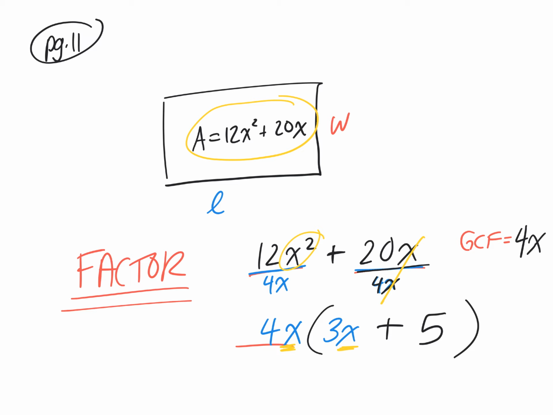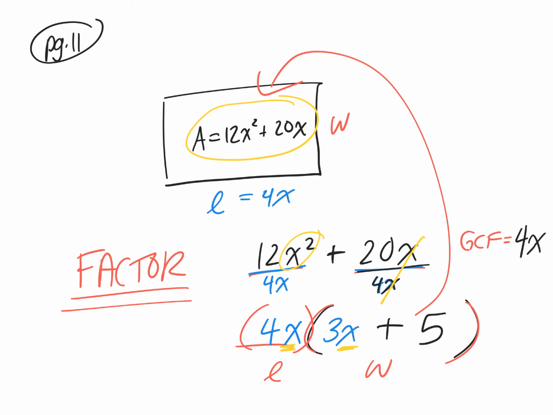Area of a rectangle is equal to length times width. You just found two things that you multiplied together to get back to the question. So the length would be 4x, and the width would be 3x plus 5. Okay, this is the width. That's it. You will have a question exactly like this on your test.